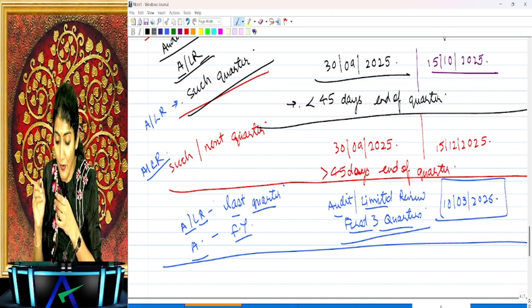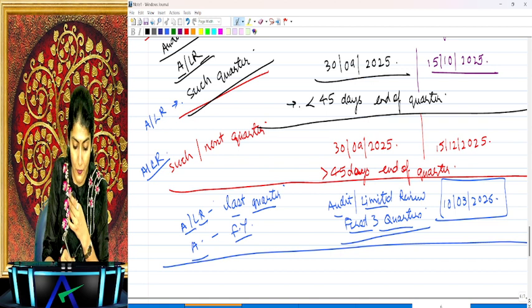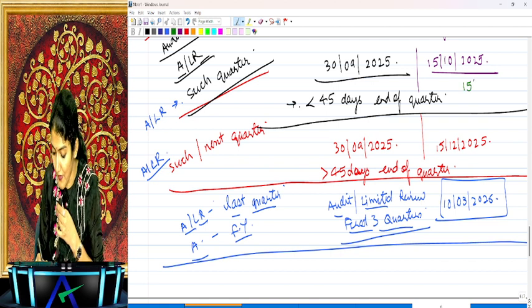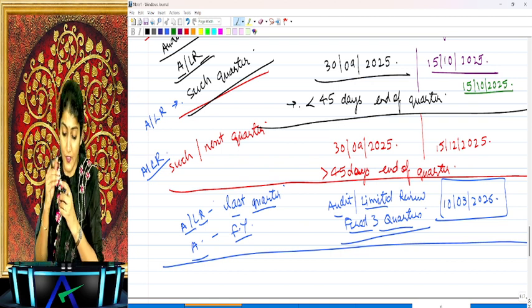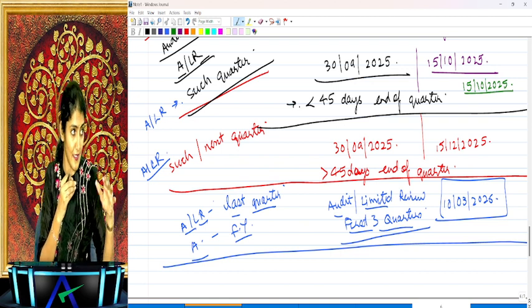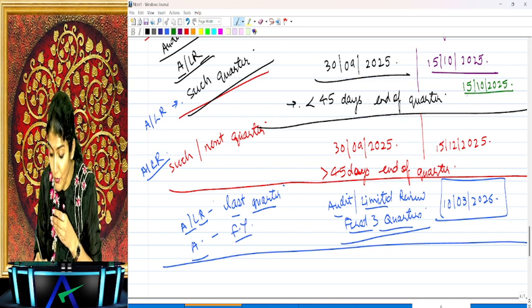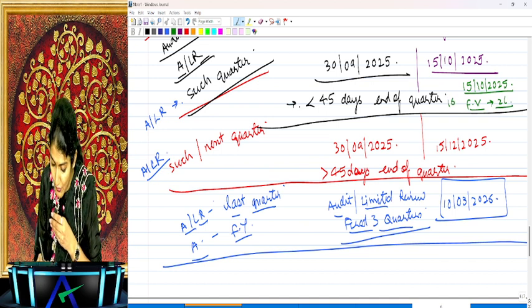That the auditor of the company resigned on 15th of October 2025. Are you with me? Still, does he need to do the audit for the September quarter? Yes. What did the wife do? She purchased shares of face value 2 lakh on 16th of October.